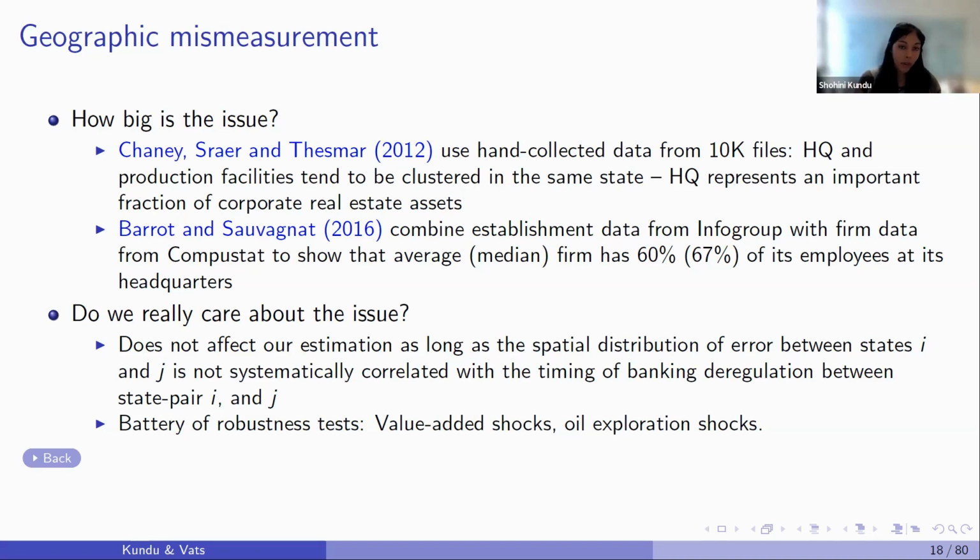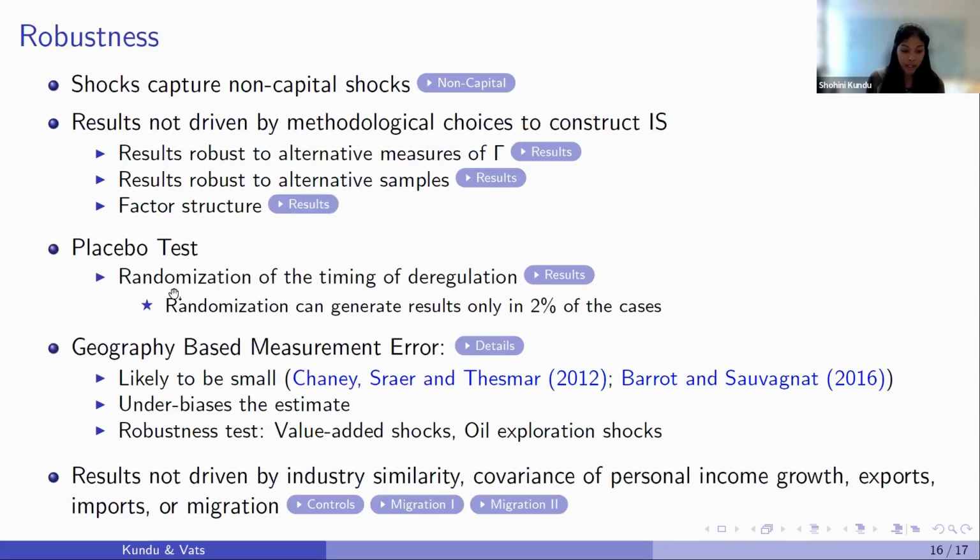And we've also redone the analysis to circumvent this geography-based mismeasurement error by solely looking at value-added shocks at the industry level and using oil exploration shocks to corroborate our main findings. There are limitations of using oil exploration shocks, namely that the sample is too small, so there's low statistical power, and value-added shocks are more likely to operate as bank capital shocks. But overall, the additional analysis indicates that the results aren't driven by some anomalous features of CompuStat headquarter data.